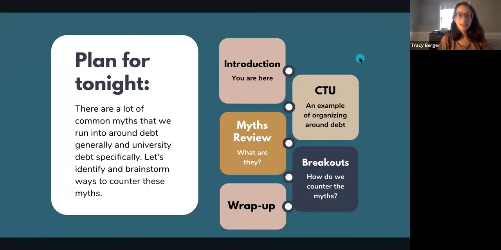And this is the plan for tonight, the agenda. Right now you're at the introduction. We're going to go through a little bit more introduction about what this group is and what we've done. And then we're going to go into an example using the Chicago Teachers Union, and we'll have a representative from them here to present to the group.